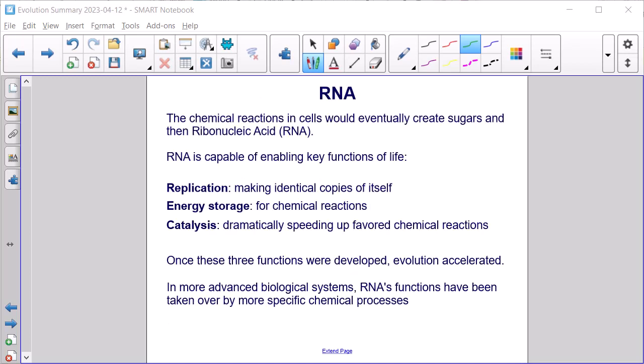RNA. The chemical reactions in cells would eventually create sugars and then ribonucleic acid, RNA. RNA is capable of enabling key functions of life: replication, making identical copies of itself, energy storage for chemical reactions, and catalysis, dramatically speeding up favored chemical reactions. Once these three functions were developed, evolution accelerated. In more advanced biological systems, RNA's functions have been taken over by more specific chemical processes.